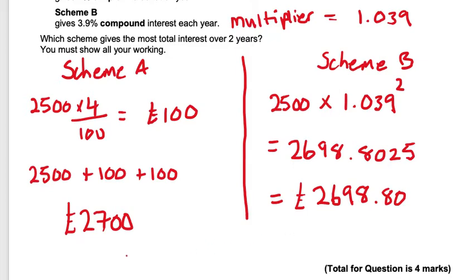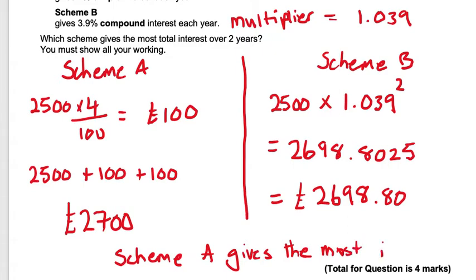Well, again, you need your communication mark at the end. Scheme A gives the most interest, because it gives the highest total. You can work out that this adds £200 interest and this adds £198.80 interest, but we can see, because we've added it to the original amount, that this is the amount of interest.